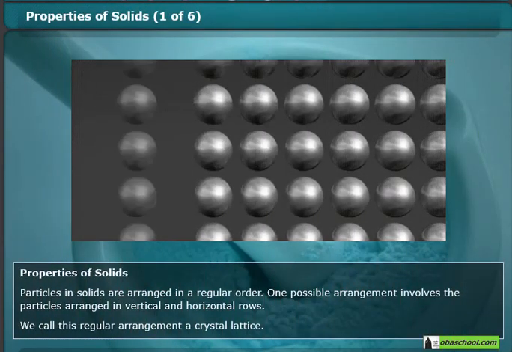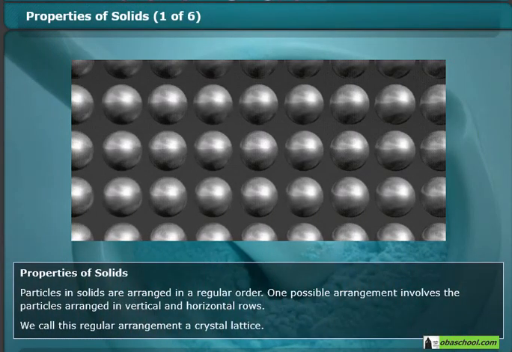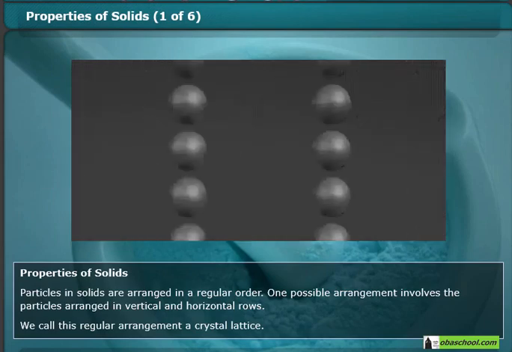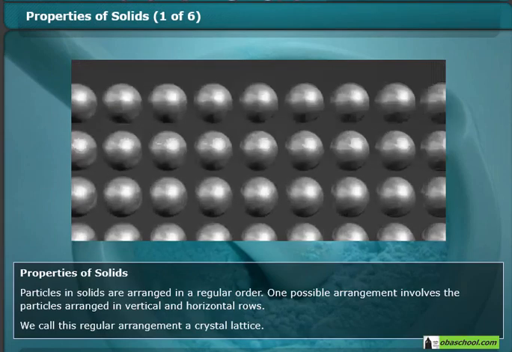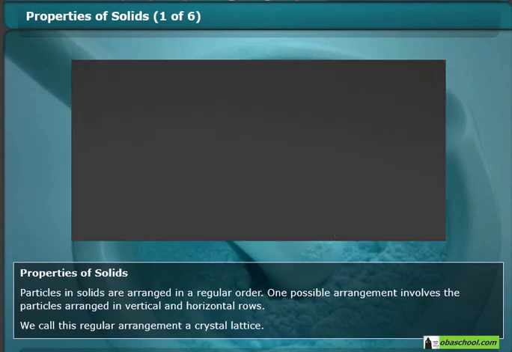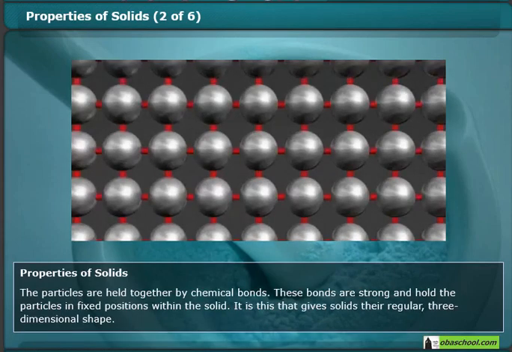Particles in solids are arranged in a regular order. One possible arrangement involves the particles arranged in vertical and horizontal rows. We call this regular arrangement a crystal lattice. The particles are held together by chemical bonds. These bonds are strong and hold the particles in fixed positions within the solid.